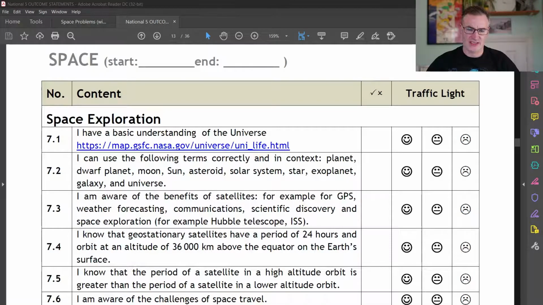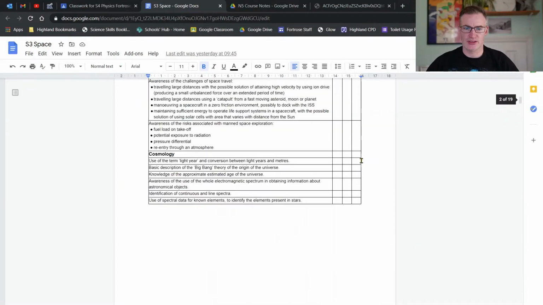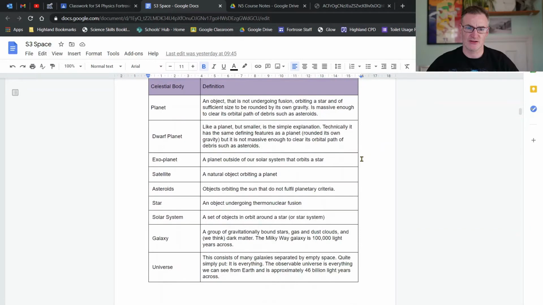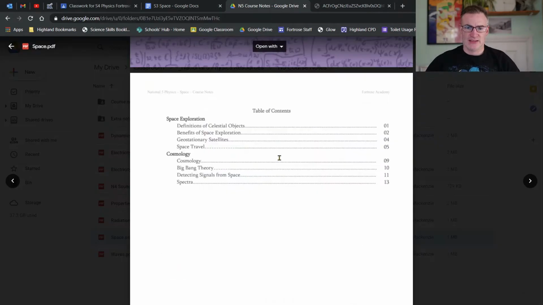You'll find this in both books. It's the first thing that we look at. It gives you basic definitions of them. That's in the course notes as well.